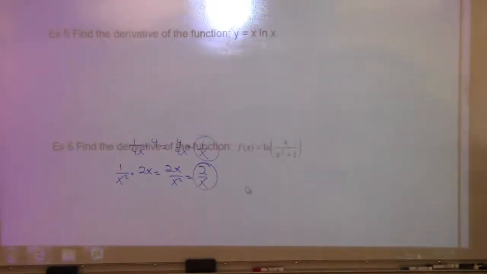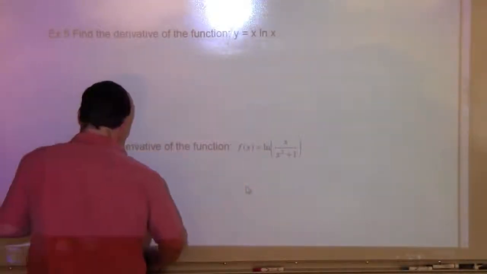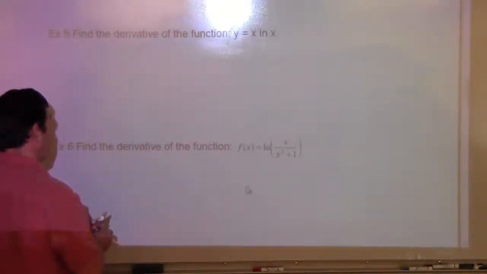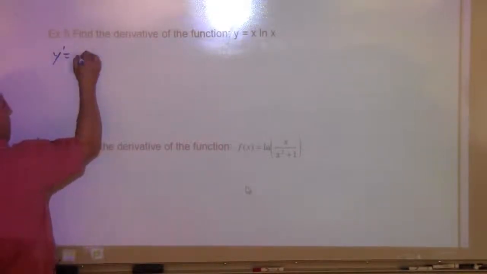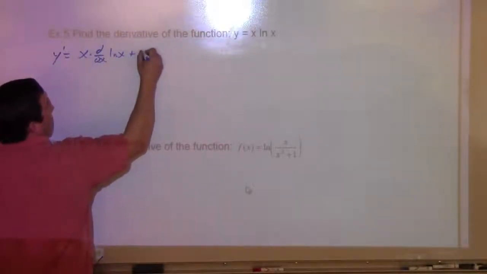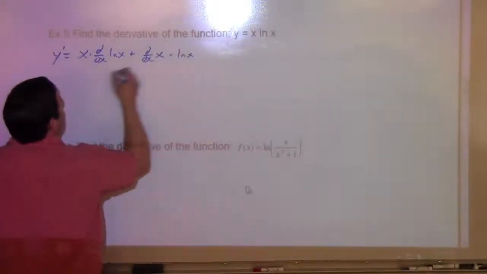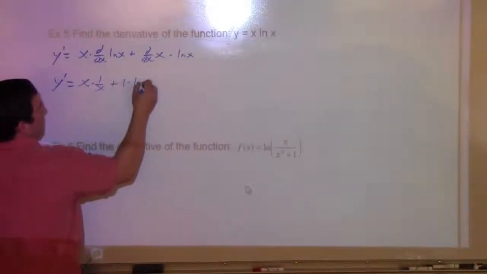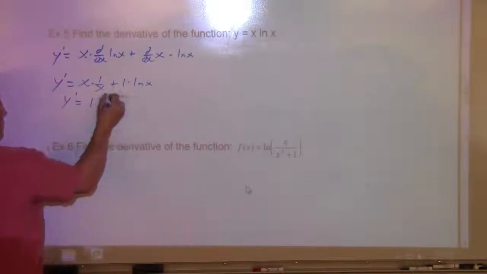Okay, example 5 says find the derivative of the function y equals x natural log of x. This is a product rule. So y prime is going to be x times the derivative with respect to x of natural log of x plus the derivative with respect to x of x times natural log of x. So y prime is going to be x times 1 over x plus 1 times natural log of x. y prime would be 1 plus natural log of x.